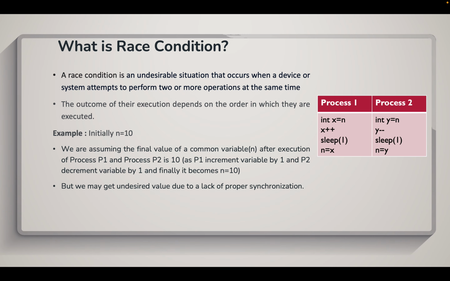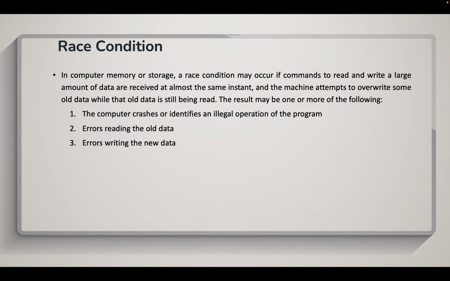Race condition. A race condition is an undesirable situation that occurs when a device or a system attempts to perform two or more operations at the same time. The outcome of the execution depends on the order in which they are executed. So, for example, initially the value of n is 10. This is process 1 and process 2. We are assuming that the final value of the common variable after execution of P1 and P2 is 10. After executing P1 and P2, the value should be 10. But we may get an undesired value due to lack of cooperation. That is called a race condition.